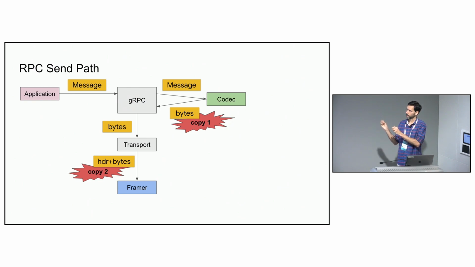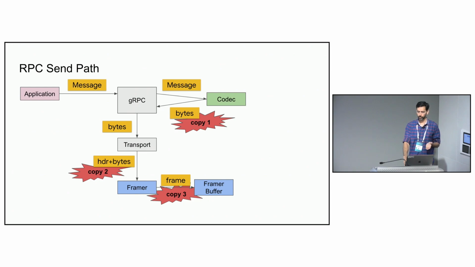But before it does that, it has to allocate a small header, which is not the HTTP2 header, but it's a gRPC header. It's a 5-byte header, which is basically 1 byte saying whether the message is compressed or not, and 4 bytes indicating the length of the message. And because the framer API is such that it expects the whole data in a single byte slice, gRPC again has to make a copy and put the whole thing, like the header and the bytes, into 1 byte slice.